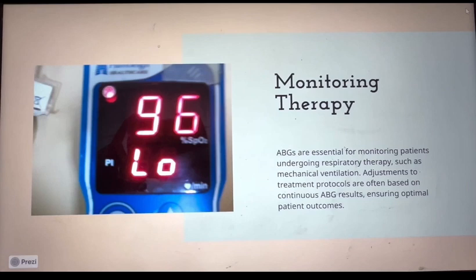Monitoring therapy. ABG analyses are essential for monitoring patients undergoing respiratory therapy such as mechanical ventilation. Adjustments to treatment protocols are often based on continuous ABG results, ensuring optimal patient outcomes.